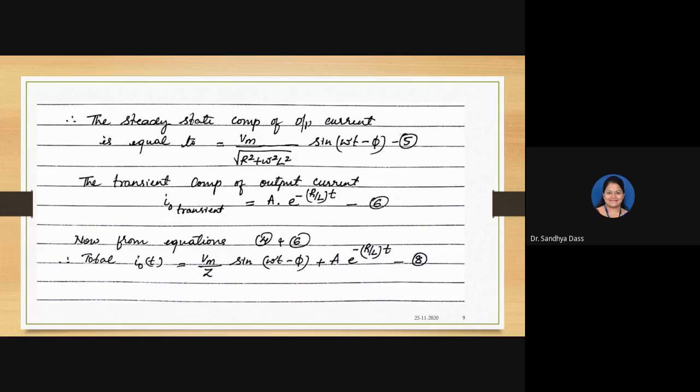So the steady state component of the output current will be equal to, just substituting the R and Z there, you will call this equation 5. The transient component of the output current for this RL circuit is given by A into e to the power of minus R by L into T. Okay, so this we'll call equation 6.